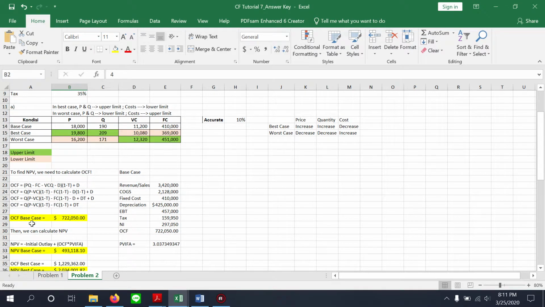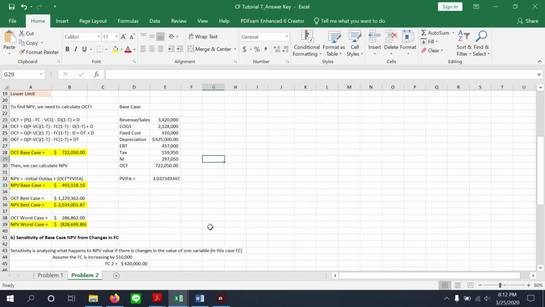So I'll show you that in the base case, you can calculate it with this easy formula, or you can also calculate it in the form of an income statement. Basically, you find the revenue first, the cost of goods sold, fixed costs, and depreciation, and you find the earnings before tax, then minus tax, and you get the net income. After you get the net income, again, remember, OCF basically means adding back the depreciation cost, which is the same, right? The cost is the same.